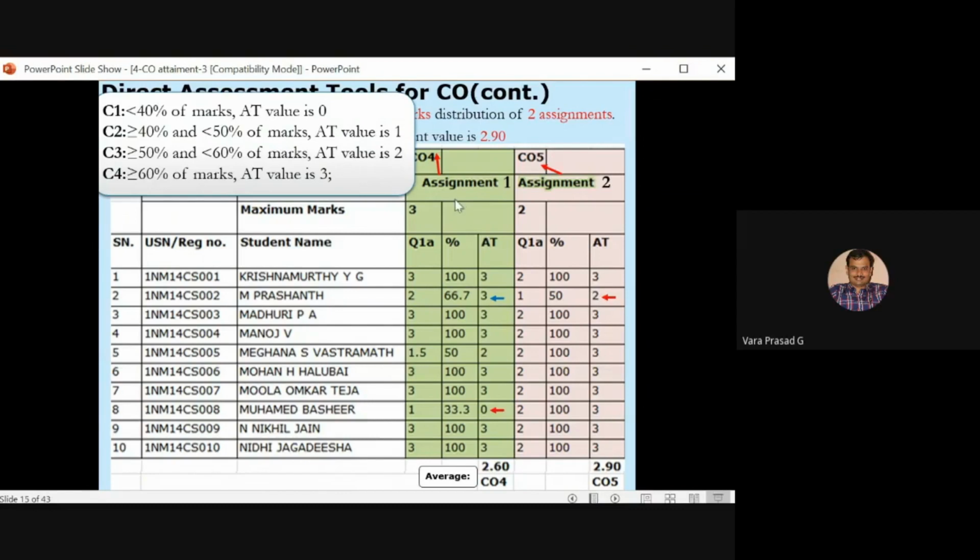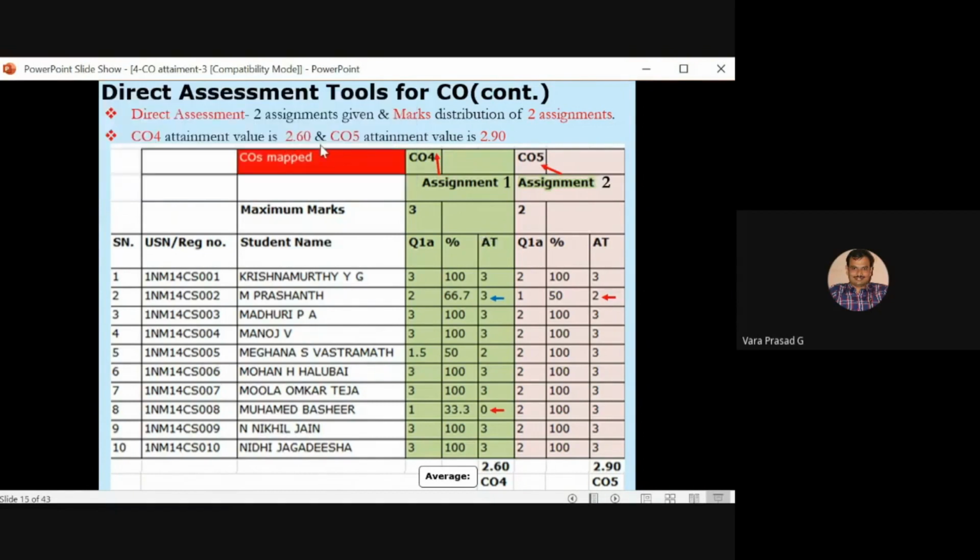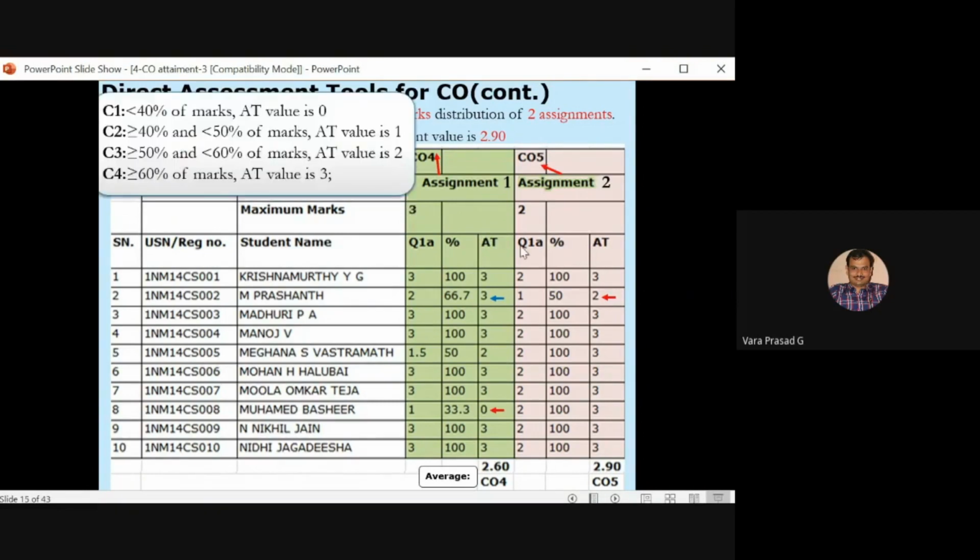Now my objective is that I have to calculate the CO4 attainment value here. Now what I have to do here? I have to take the average value. When I take the average, all except these students, everyone has scored 3. In the sense, when I take the average, I'm getting 2.60. Now, if you look here, except these students, everyone has scored 3 points. When I take the average here, it is 2.90. In the sense, CO4 attainment value is 2.6. CO5 attainment value is 2.90.